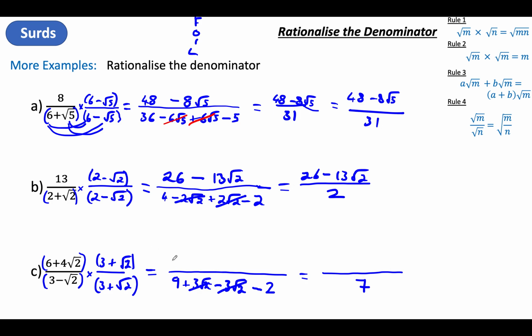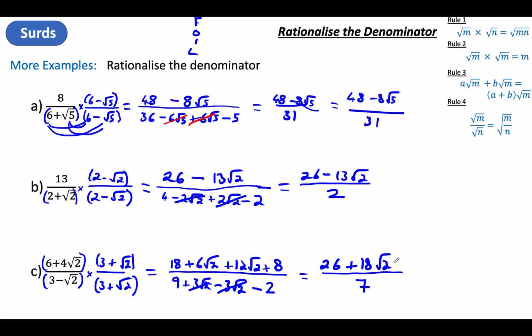6 times 3 is 18. Outers, 6 times root 2 is 6 root 2. Inners, 3 times 4 root 2. Well, 3 times 4 is 12, so it's 12 lots of root 2. And 4 root 2 times root 2. Well, root 2 times root 2, remember, is 2. And we've got 4 lots of that, so that's 8. And let's put some things together. 18 plus 8 is 26. And 6 root 2 plus 12 root 2 is 18 root 2.